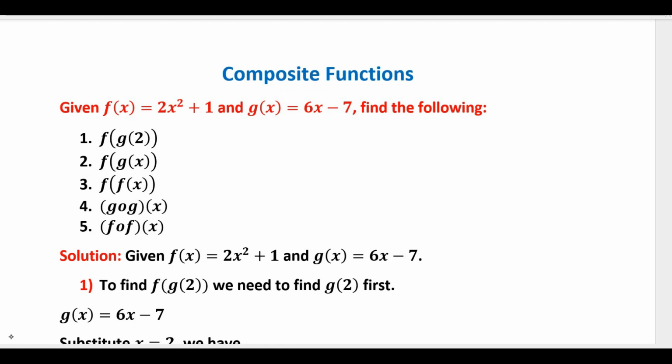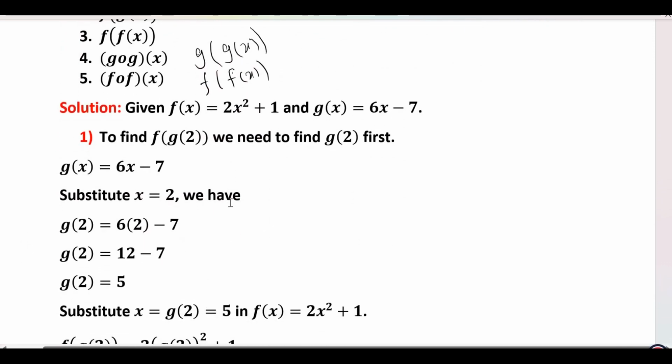Composite functions. We are given f(x) = 2x squared plus 1, g(x) = 6x minus 7. We have to find f(g(2)), f(g(x)), g(f(x)), which can be written as g(f(x)), and f(f(x)), which means f(f(x)). So let's try to solve them.